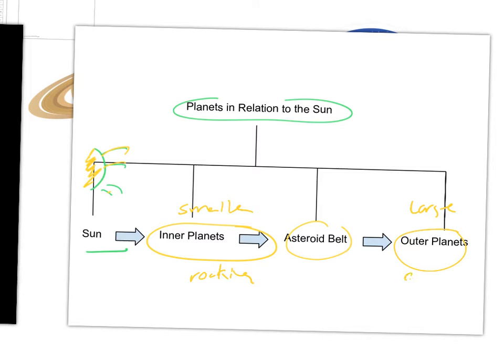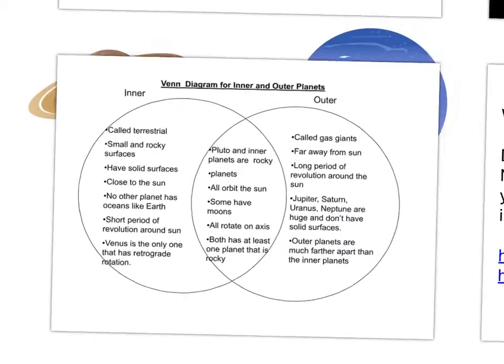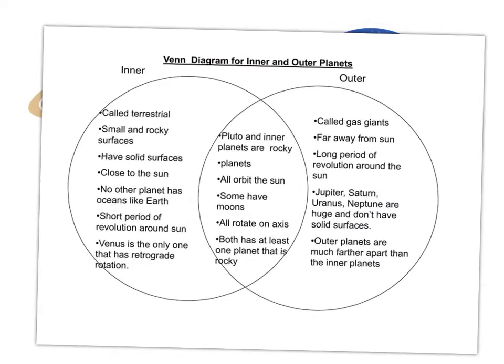These are more gaseous. Okay, and there's other things, okay? And we're going to try to figure out why there's an asteroid belt there. Now, here's a Venn diagram. If I were you, I would definitely write these down on a piece of paper so that you can use it on next week's quiz.